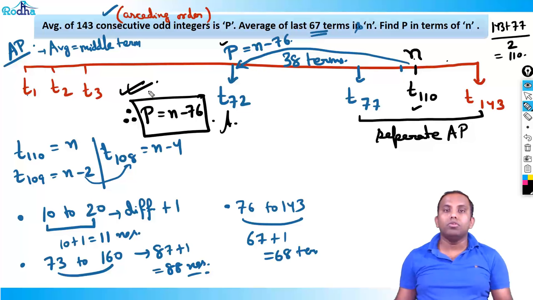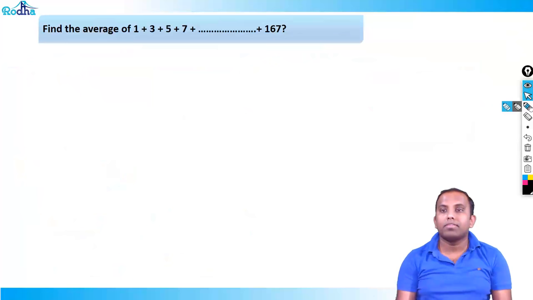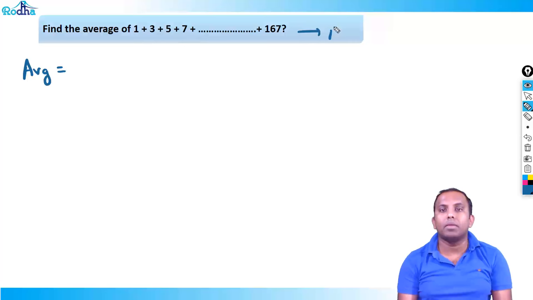Okay, now next one. 1 plus 3 plus 5 plus 7, and so on. Now this is the average I need to get. What is the average here? This should be easy now, right? This series is in AP. So when this series is in AP, what is the average? First term plus last term by 2. So 1 plus 167 by 2. That is simply 84. So it is the answer.